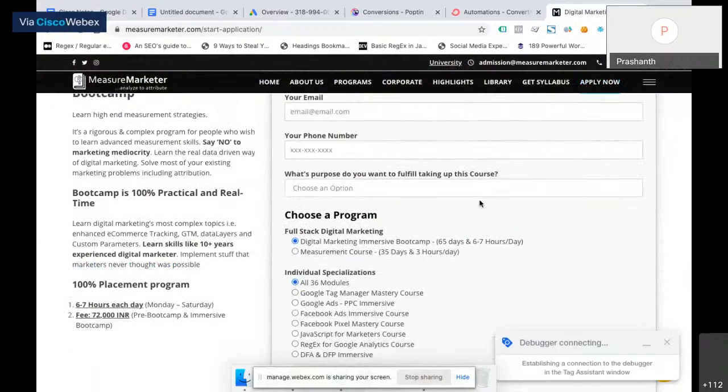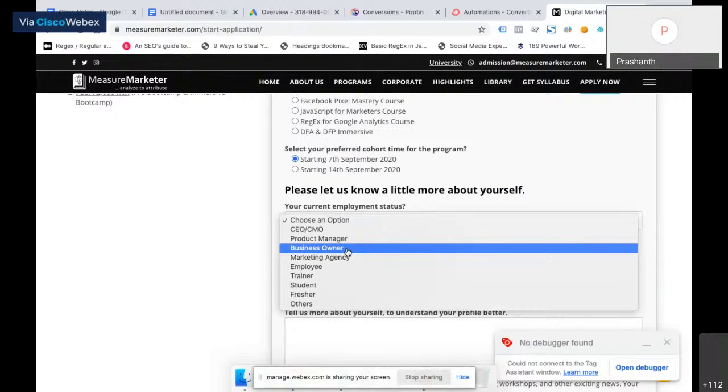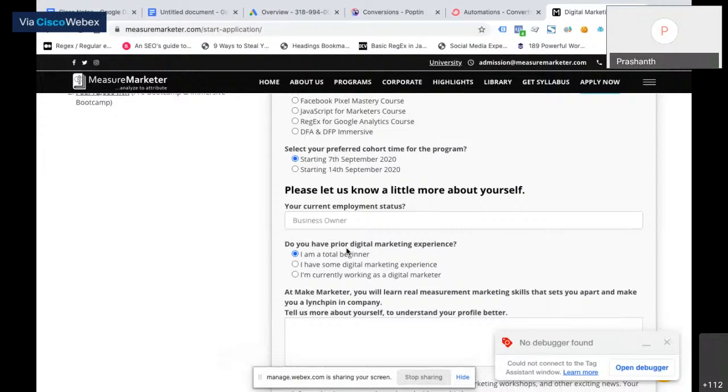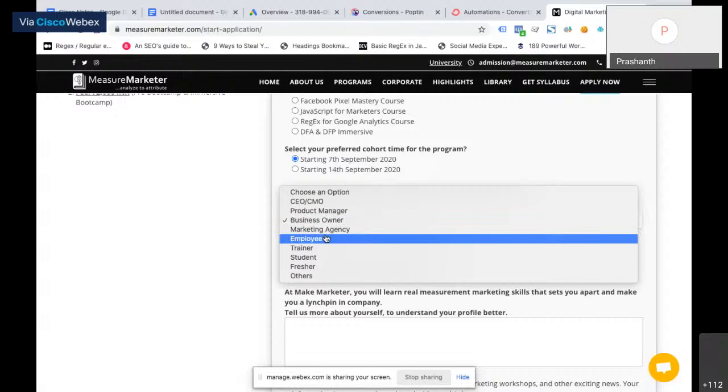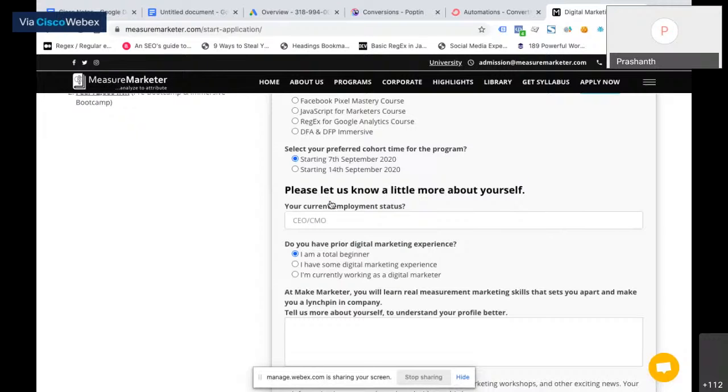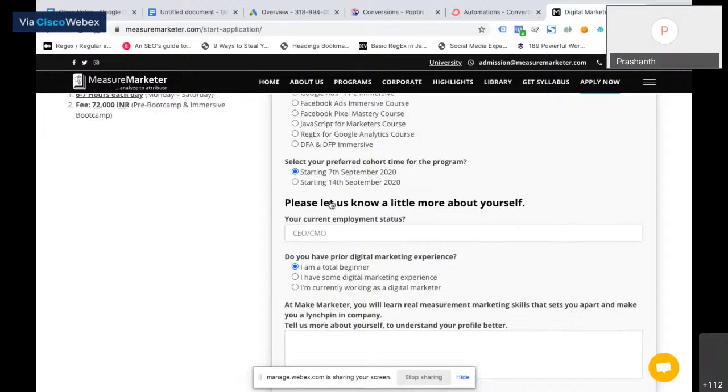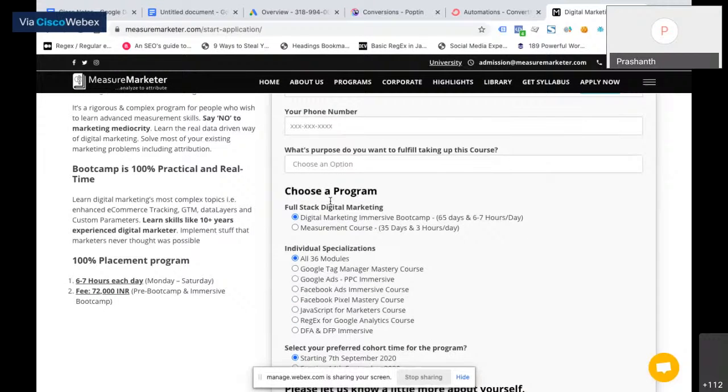When people come to my website and they select this option, I'm a business owner, I can even capture this information and I can show ads only to those people. Whoever are business owners should see separate ads. Whoever said I am a CEO, they should see different ads with a different message. I can show ads to you based on what you have selected on my form.